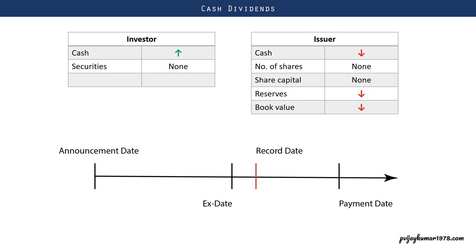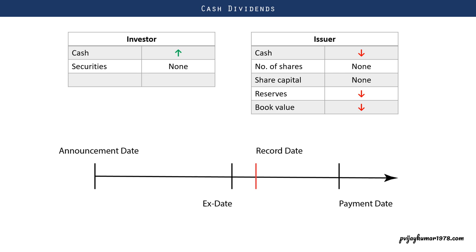Distribution of cash to the shareholders reduces the company's reserves and surplus, and thereby the net worth to the extent of the dividend declaration. The reduction in net worth results in the reduction of the book value, which further results in the decrease of the market value per share of the company.